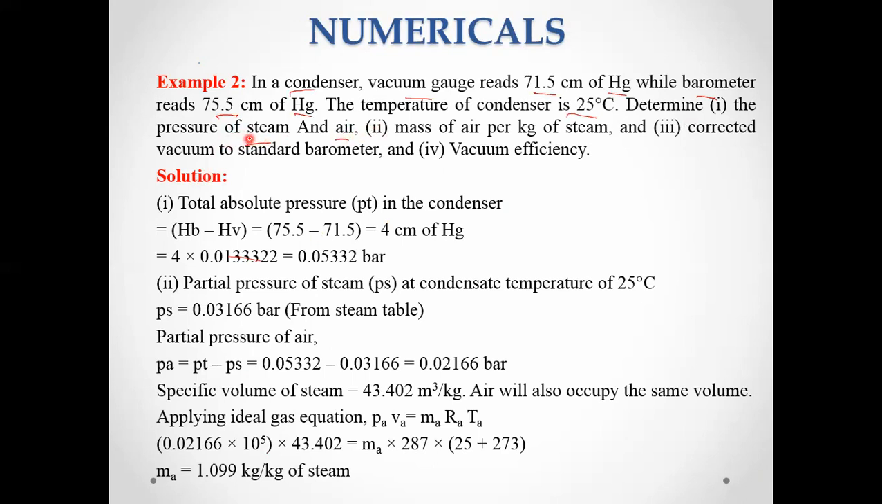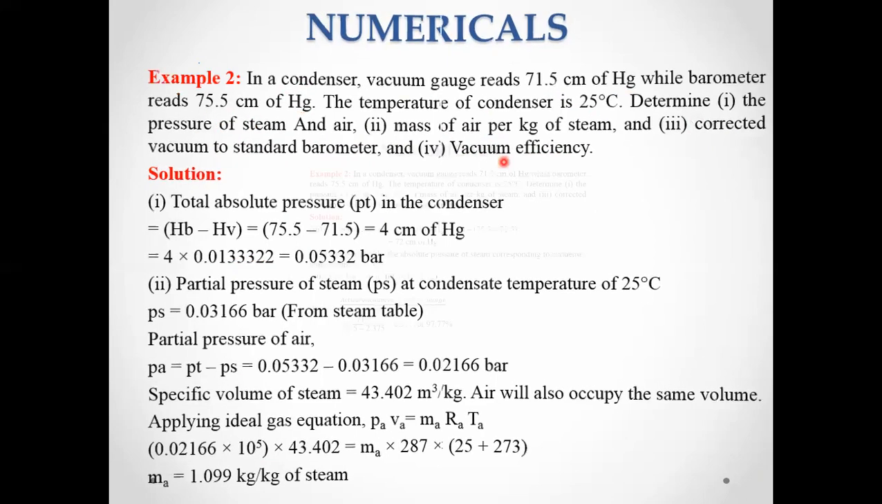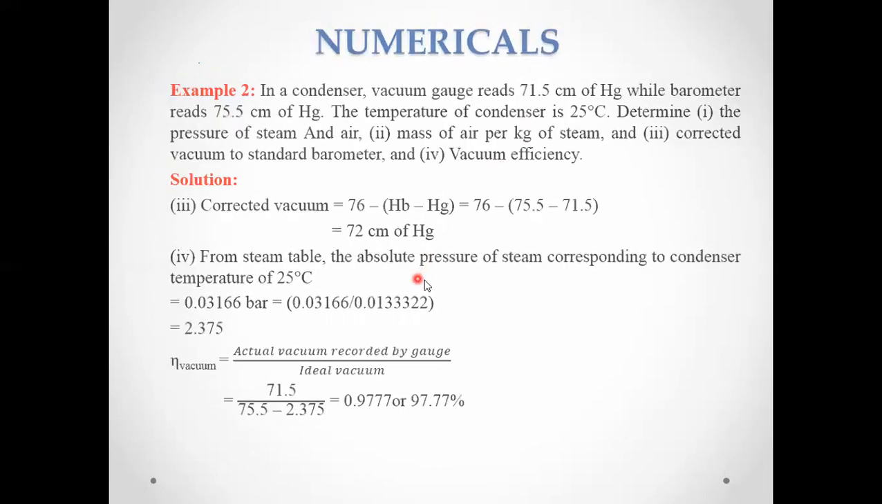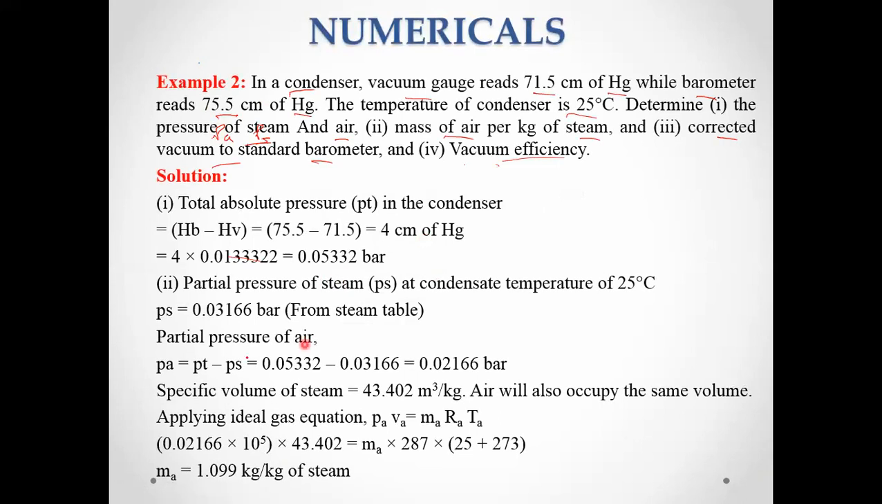Pressure of steam and air means the pressure of air, PA, and the pressure of steam, PS. Then the mass of air per kg of steam. Then the corrected vacuum to standard barometer, which you have to find. Then you have to find the vacuum efficiency.